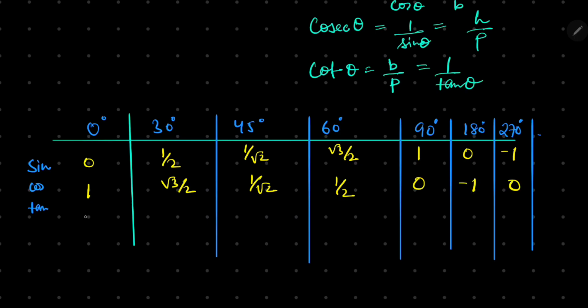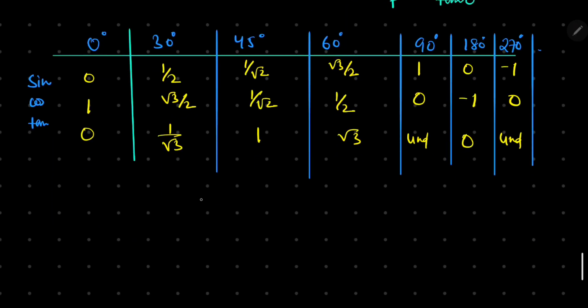So what about tan 0? Tan 0 is 0. Now divide them. Sine by cos is also known as tan. So divide this one, you get 1 by root 3, then 1, then root 3, then undefined, then 0, and then undefined again.